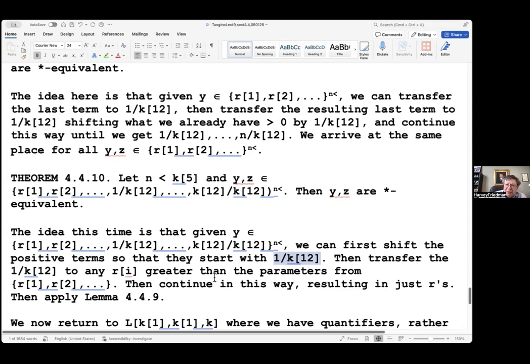There are two steps: push them down to 1 over K12, and then get rid of the 1 over K12, make them negative by using goodness, and then do it again. But you might start with something big positive like 5 over K12, push them down to 1 over K12 and do it again, and keep doing that. So that actually gives us this.